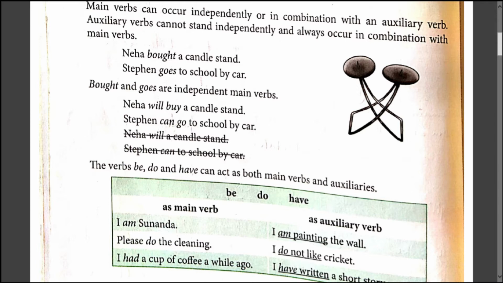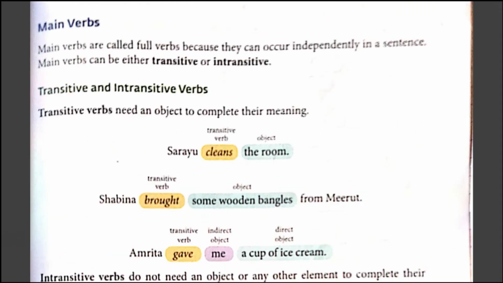Next, now we'll go into detail. It is on page number 57. We'll go into detail regarding main verbs. What are main verbs? Main verbs are called full verbs because they can occur independently in a sentence. Main verbs can be either transitive or intransitive. When I say transitive, students, those sentences have an object. It can have two objects also. Whereas intransitive, we don't have any object.